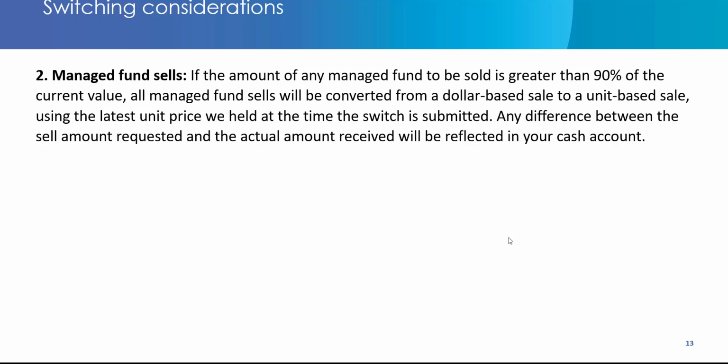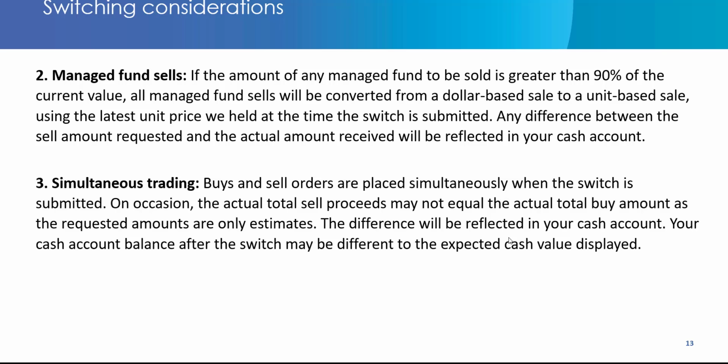And then finally, which is a big one, simultaneous trading. Buy and sell orders are placed simultaneously, so they happen at the same time. So when the switch is submitted, on occasion, the actual total sell proceeds may not be equal to the actual buy amount as requested, as the estimates are estimates only. The difference will be reflected in the cash account, and the cash account balance after the switch may be different to the expected cash value displayed. So buys and sells happen at the same time. So if you're switching from one investment to another, it all will be going through the cash account.